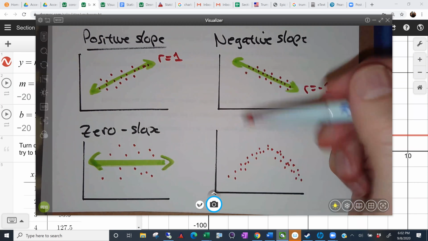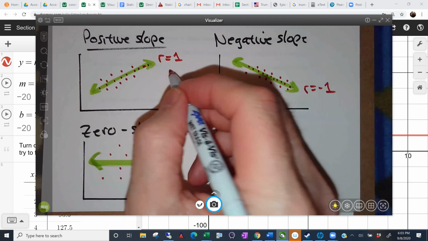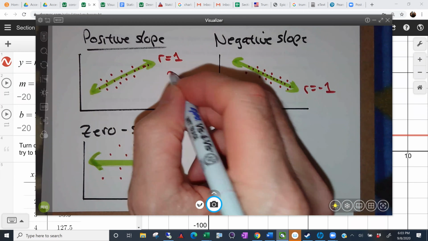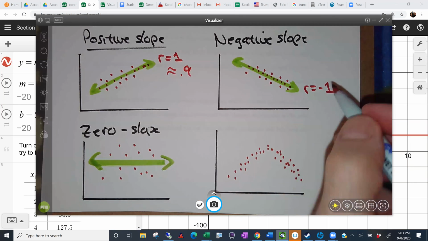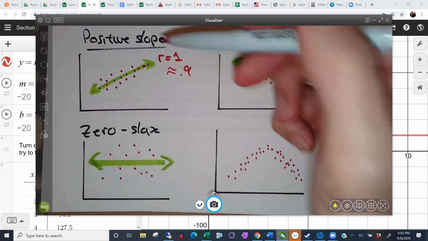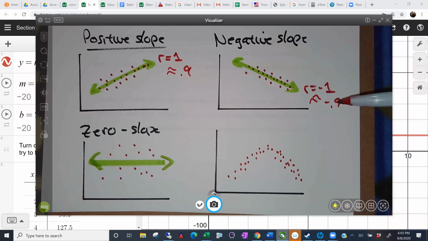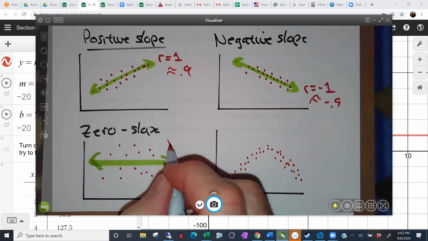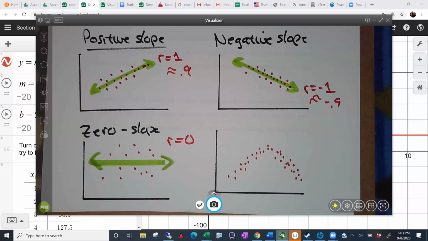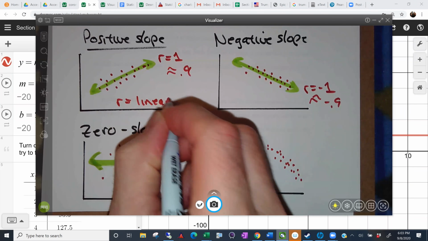And then you get stuff in between. If you account for the data that's on the line and off the line, then maybe it's about 0.9, or maybe here it's about -0.9. But the farther away from a perfect line you get, the farther away from 1 or -1 you're going to get. And down here, that's just awful. R equals 0. That's your linear correlation. R is your linear correlation.